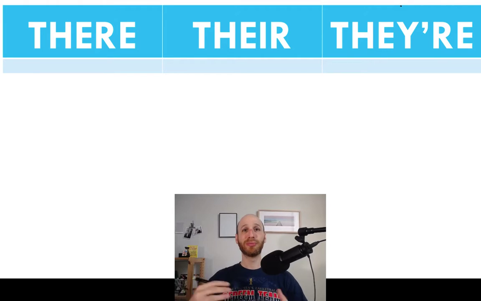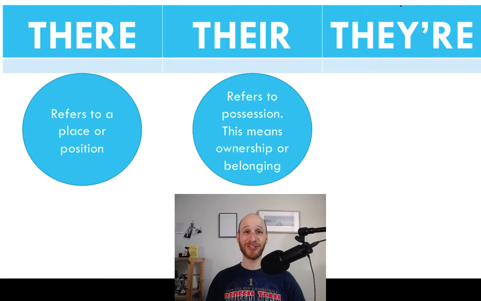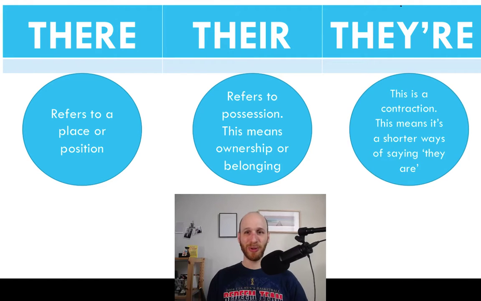Let's start very broad. When we talk about there, T-H-E-R-E, we're talking about a place or a position. When we're talking about their, T-H-E-I-R, we're talking about possession, ownership, belonging. Our final one is they're, which is just a contraction, a shorter way of saying they are.